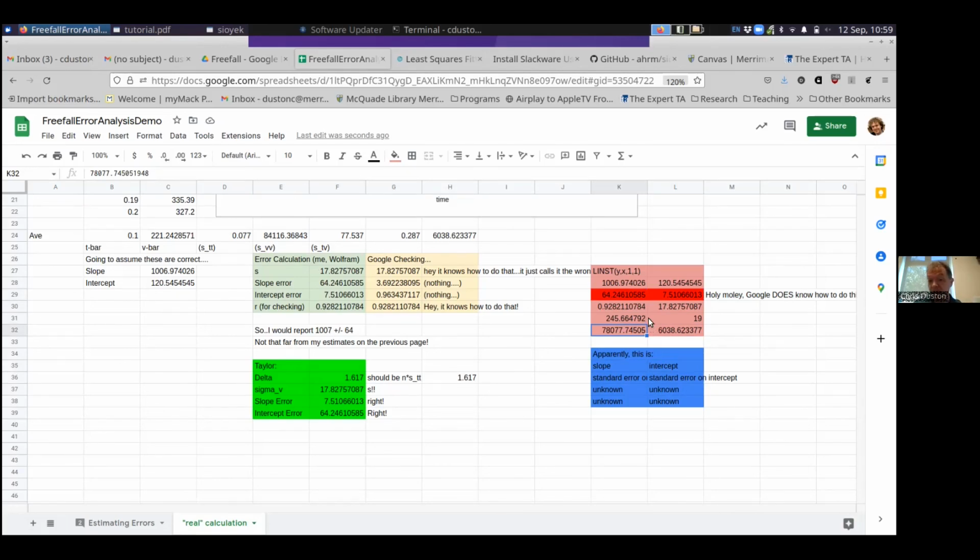So the end result here is use the LINEST function in Google Sheets to tell you all the information you need. It tells you the intercept, the slope, and the errors on the slope and the errors on the intercept. So based on this, I would report my value of G in my fake data as 1007 plus or minus 64. So 1007 right here, just rounding up, and plus or minus 64. So that's it. That's how you do linear regression on Google.